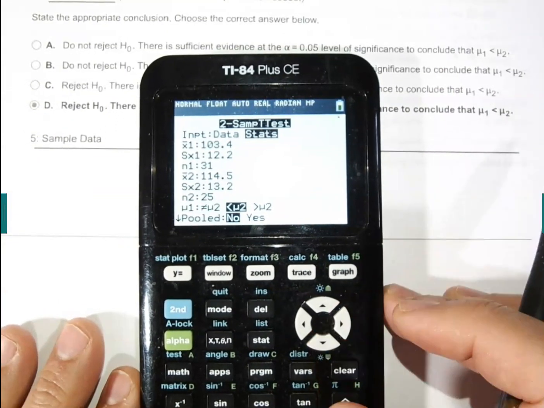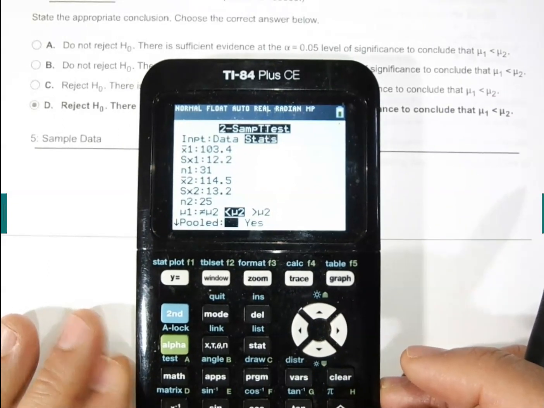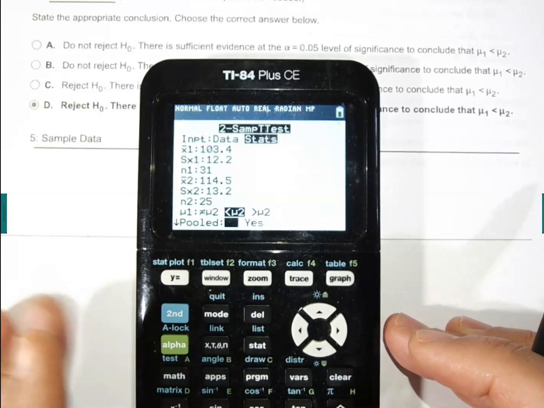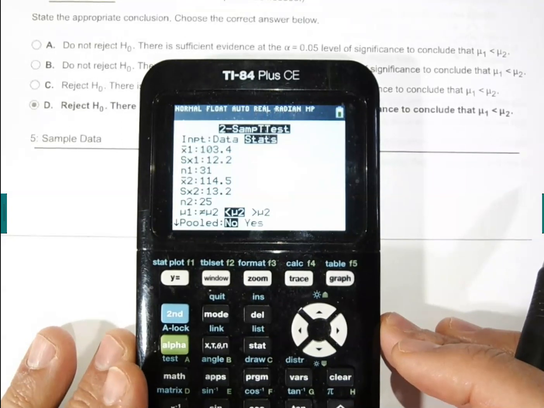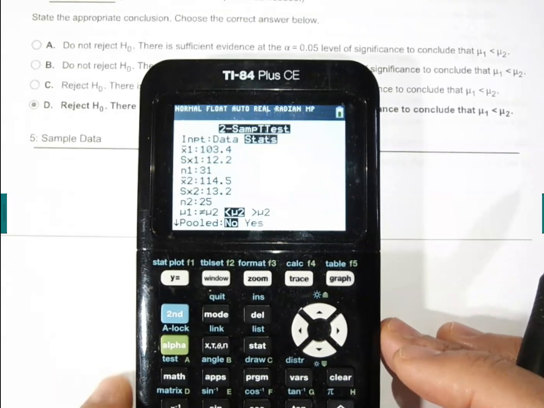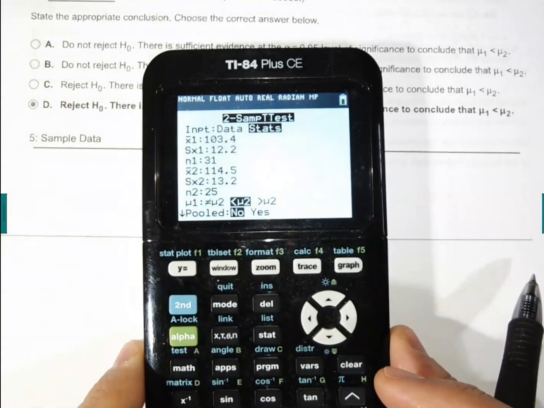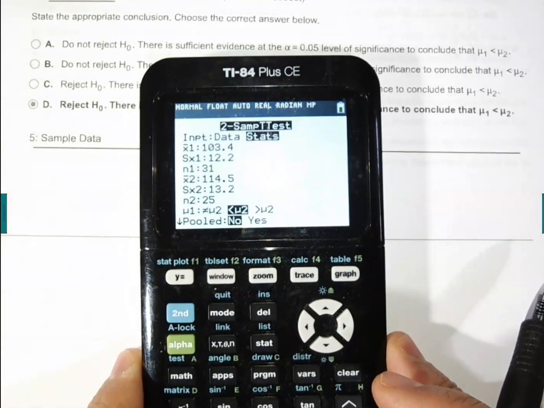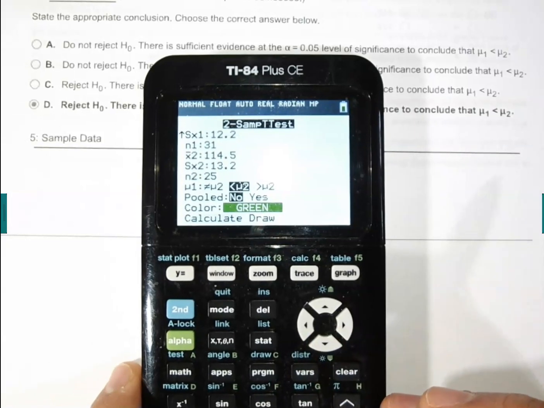By default, if he doesn't say anything, pooled is no. Now, when do you put yes? If he says the population variances are assumed to be equal, we use yes. Otherwise, by default, it is a no. So population variances are equal is a yes. Population variances are not equal is a no. Nothing said, it's a no right there. Okay, so enter, calculate.